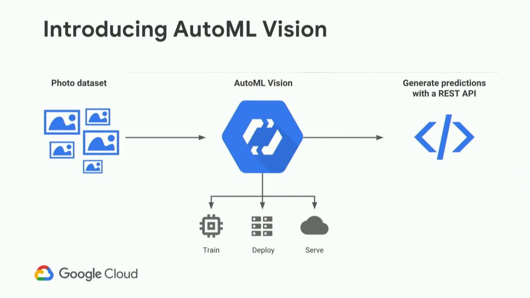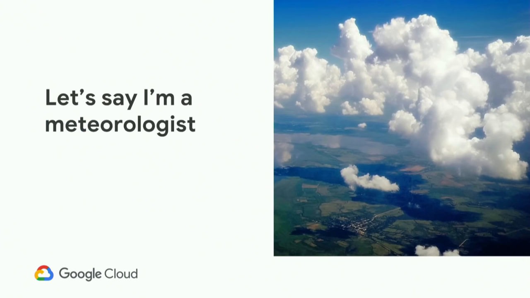So this is what AutoML Vision provides. It's essentially a UI that helps you with every step of building your model, from importing the data, labeling it, training a model, evaluating how well it performed, and then finally making predictions on that model using data that it hasn't seen before. So the best way to show you AutoML Vision is to jump right into a demo.